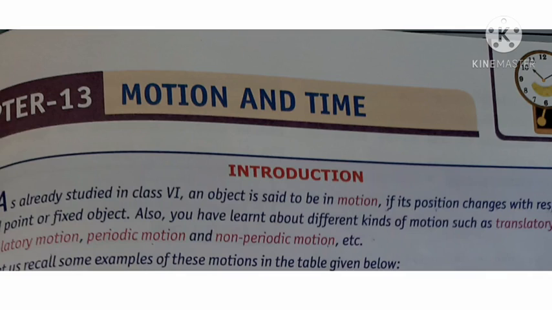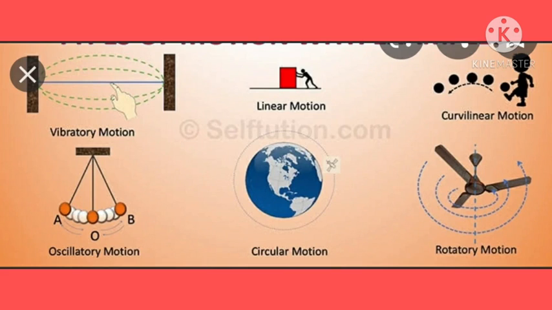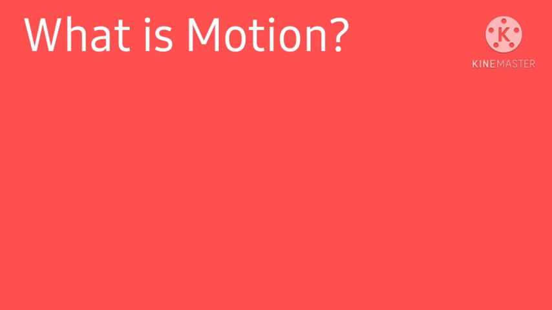Introduction. As you already studied in class 6, an object is said to be in motion if its position changes with respect to a fixed point or fixed object. Also, you have learned about different kinds of motion such as translatory motion, circulatory motion, periodic motion and non-periodic motion, etc. In this video, we will learn about motion as well as how we compare motion with time. So let us see motion.